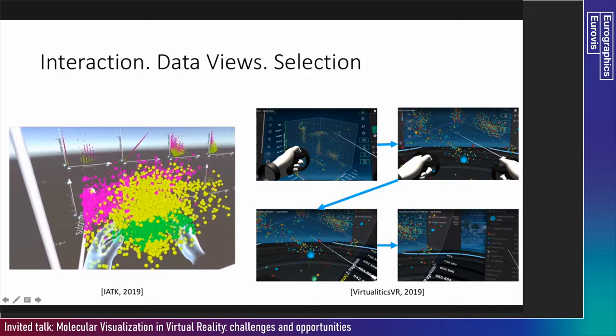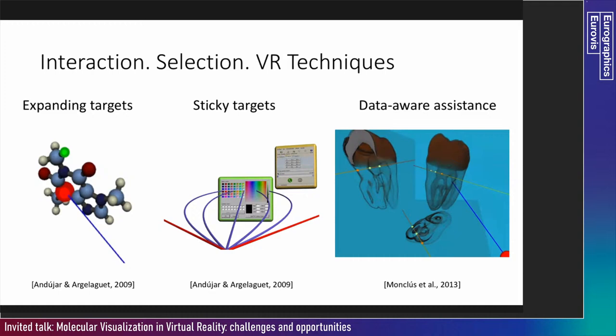In classical VR techniques, they have adapted some desktop-based metaphors, such as expanding targets, where the ray, when it gets close to a target that can be selected, makes the target expand. Or sticky targets, where the ray is attracted by the elements that can be selected. On the back side, for molecular models, with huge molecules of many thousands of atoms, both of them can have problems. For instance, expanding targets might occlude other geometry that we would be willing to select. Or for sticky targets, we could have the same problem: in a close 3D neighborhood, we might have many elements trying to attract the ray.